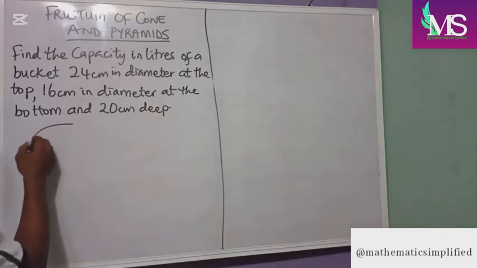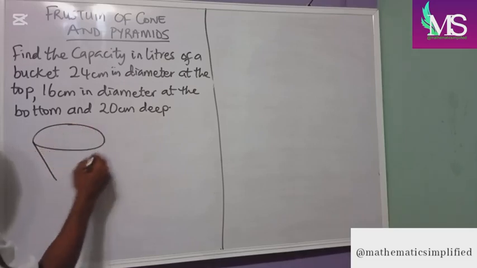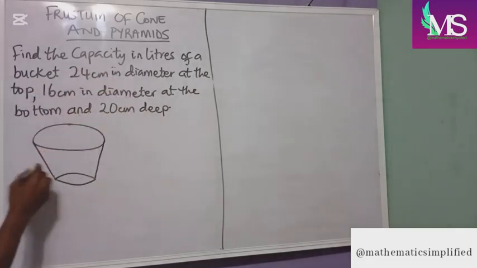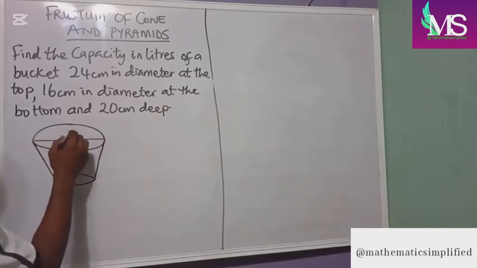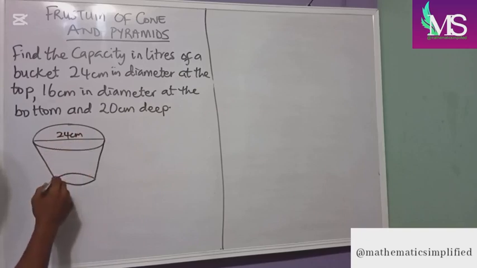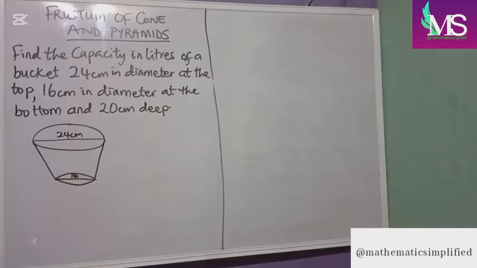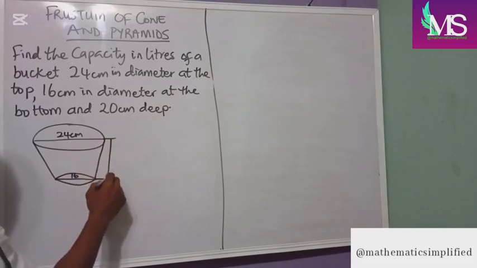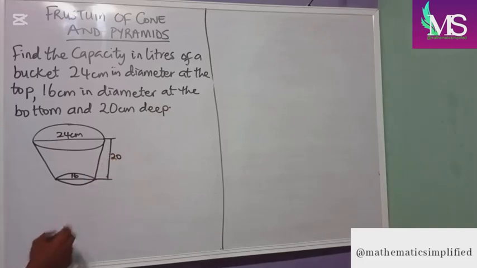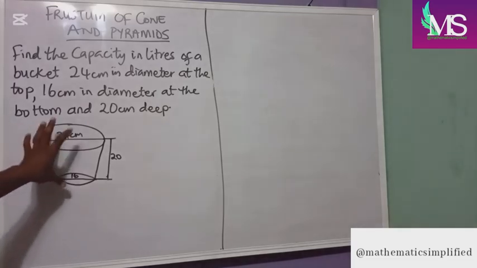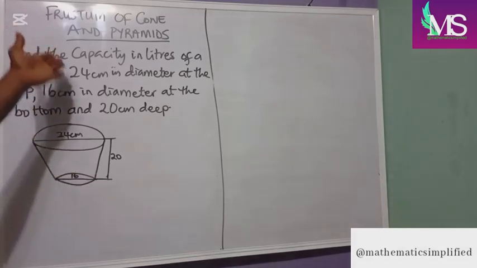If we have our bucket, it's this way, right? From the question, the diameter on top is 24 cm and the diameter at the bottom is 16 cm. The height from top to bottom is 20 cm. They say we should calculate the capacity of this bucket in liters. Capacity means volume.